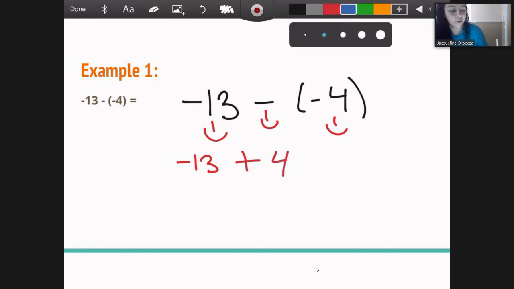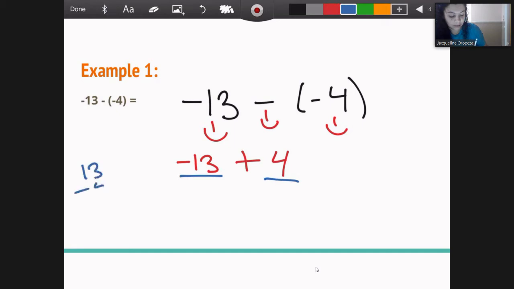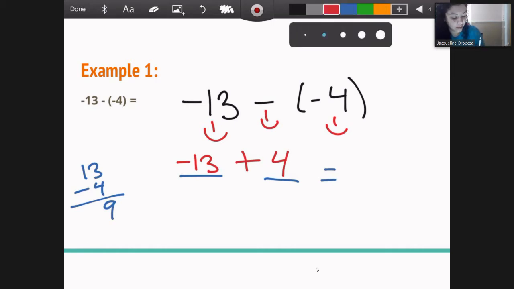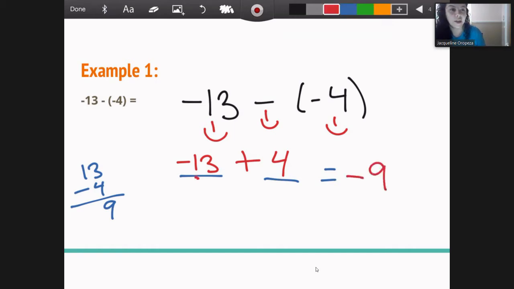Now I go ahead and follow the rules for adding integers. Here I have a different sign. So since I have different signs, then I must subtract. 13 take away 4 gives me 9. Then since I have different signs, I must ask myself, do I have more positives or do I have more negatives? Since I have more negatives, then my final answer must be negative 9.